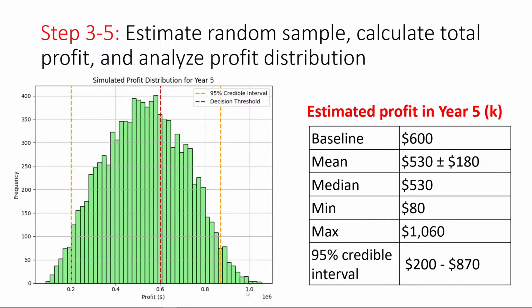The maximum profit, I could go above 1 million. So again, this is in K, 5 year in K. So this is 80,000, and this is 1060, so that's about 1 million. So here the maximum profit is here.